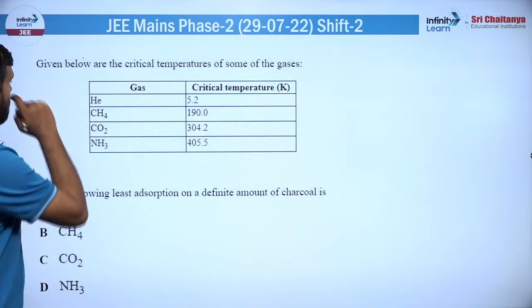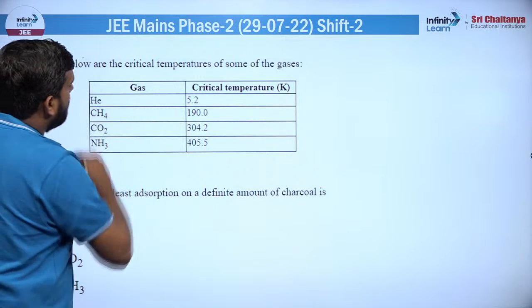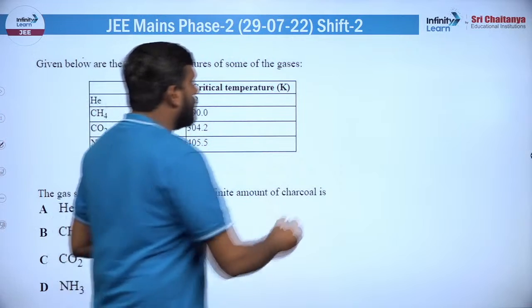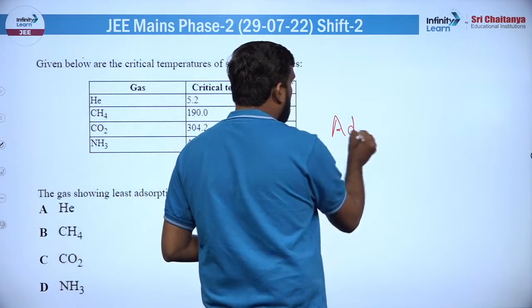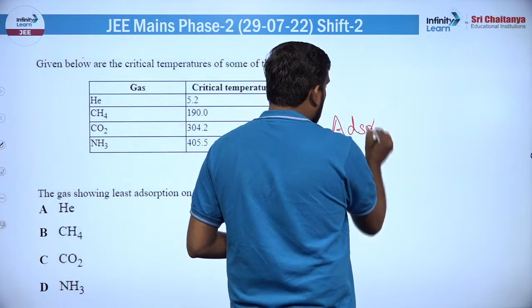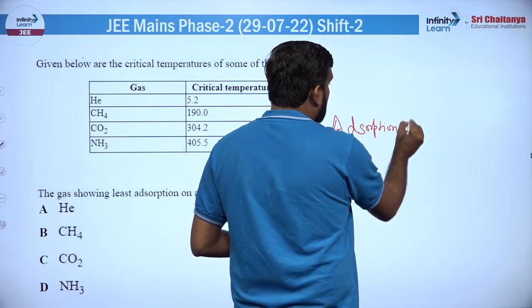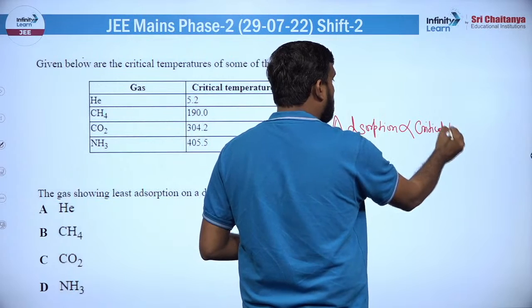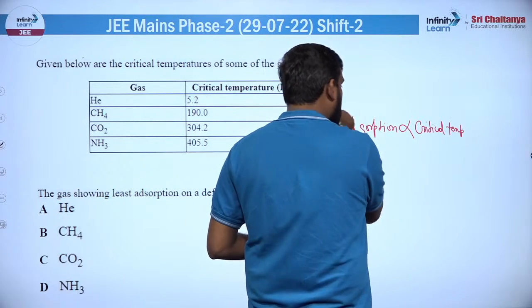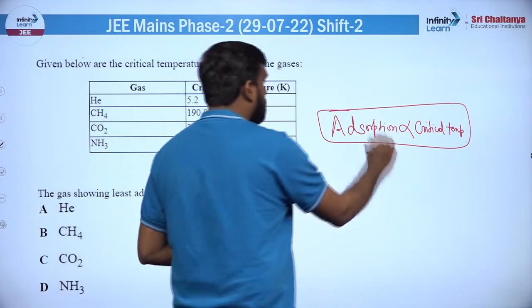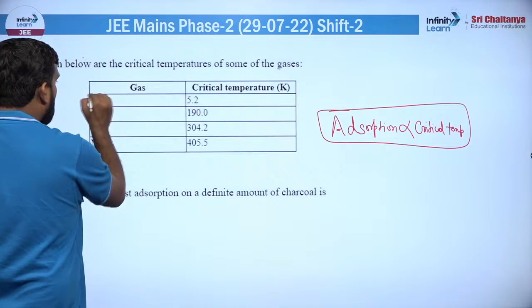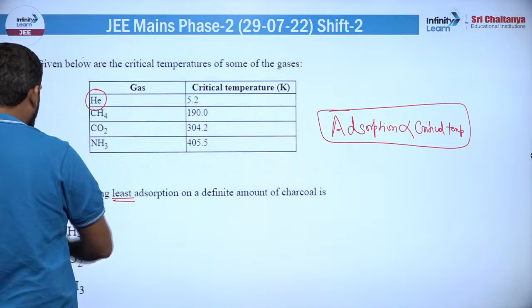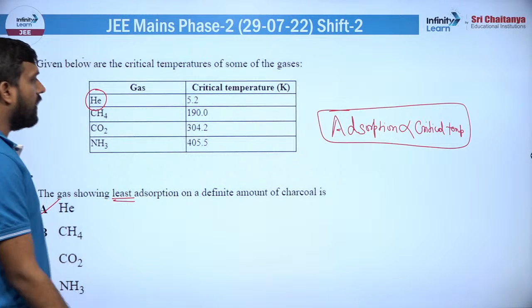Going to the next question, below are the critical temperatures of some of the gases. The gas showing the least adsorption. So adsorption is directly proportional to critical temperature. More the critical temperature, greater will be the adsorption. So this is what our data suggests. For this case, they are asking you the least adsorption, and the least adsorption will be for helium. So the answer will be option number A.